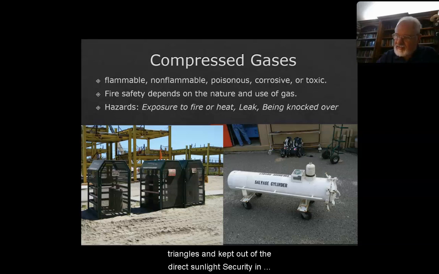Outside, cylinders should be properly nested in triangles and kept out of the direct sunlight, secured in cages. Those in use or storage should be secured to walls by chains and should be in stackable racks to prevent toppling.